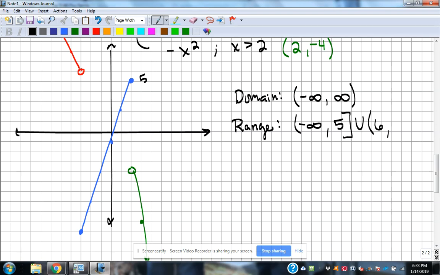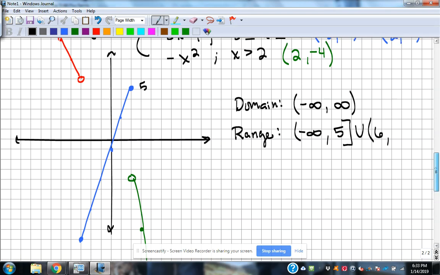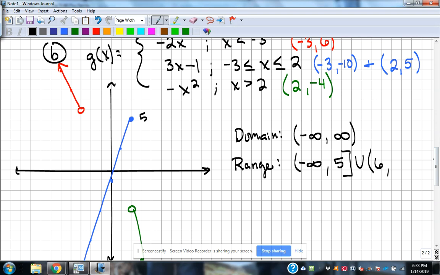All right. So from 6, what does that piece up there at the top do? Where does it go from there for the range? It keeps going up, right? So that's going toward infinity. There's the domain and the range.